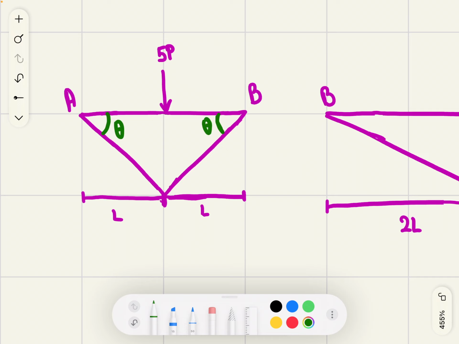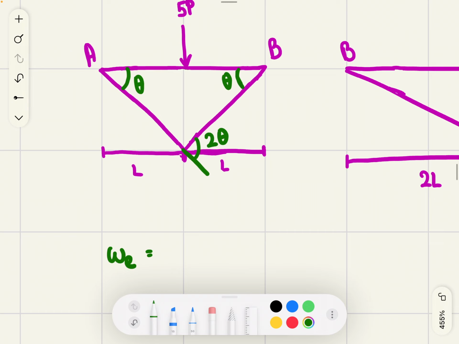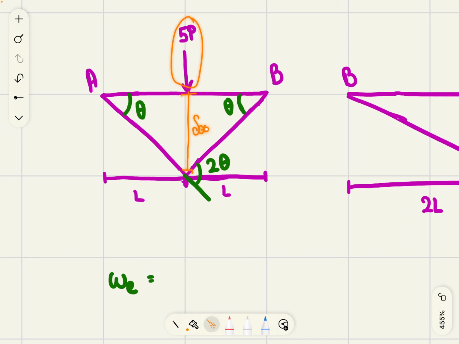So let's say this one is theta. We know it's symmetrical, so this one will also be theta. And we need the external angle, which is going to be the sum of the 2 internal angles, so 2 theta. Now, to find the external work, we are going to multiply the force of 5P by the displacement, basically distance, and we're going to call that delta x.